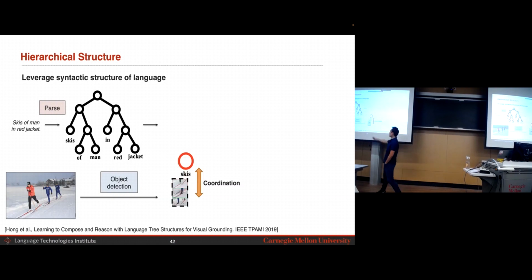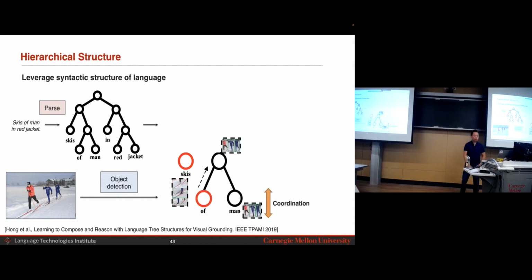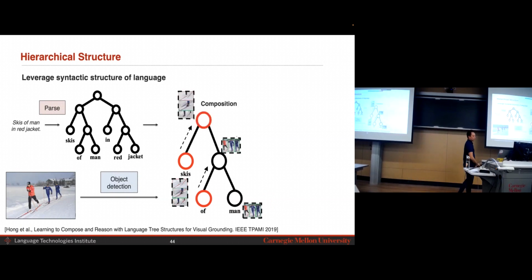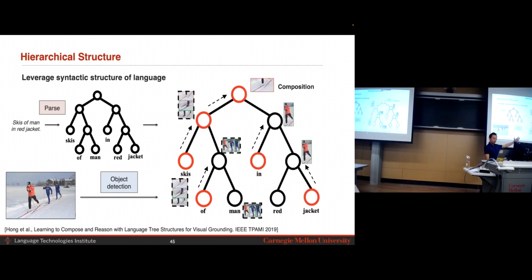So first, for skis, can I coordinate with all the object regions of skis inside the image? So that's again a coordination function. Everything that you see in the coordinated representations applies here. Can I do it for man? You can detect all the men in the image. And skis of man will basically take the intersection of the object region with skis and also the object region with man. And likewise, can I do it for red and jacket? So you can again take these intersections, and finally that gives you a very principled, a very nice way to determine whether the image and text match.